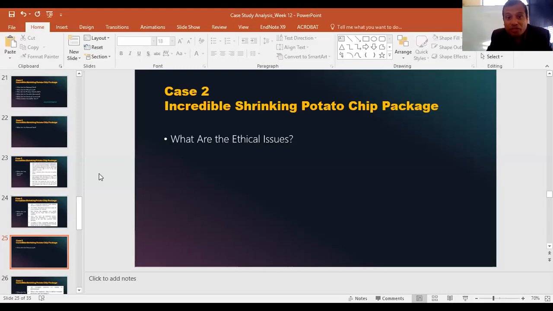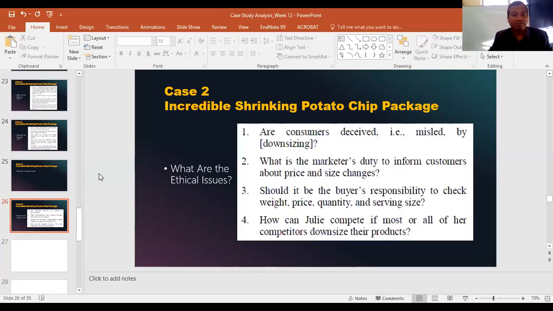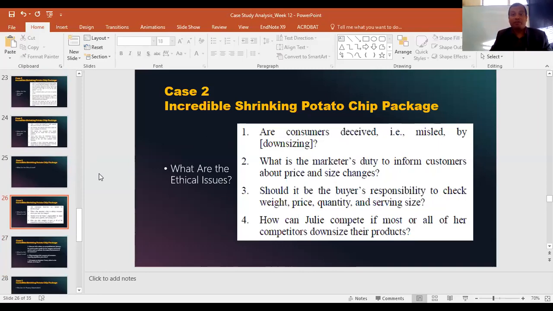So let's go through the ethical issues in this case. There are a few. The first one: are consumers deceived, or misled, by the downsizing? That is the ethical or marketing issue. Meaning, are you cheating? Are you offering them a deceptive price, or are you trying to mislead them? This is a marketing ethics issue.